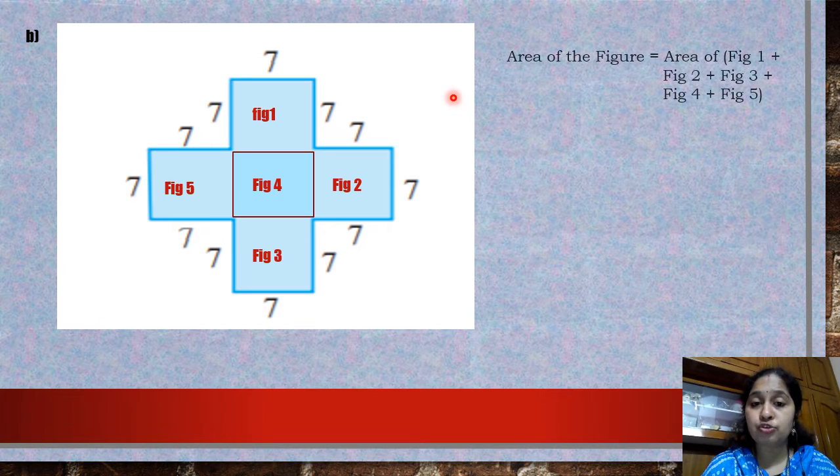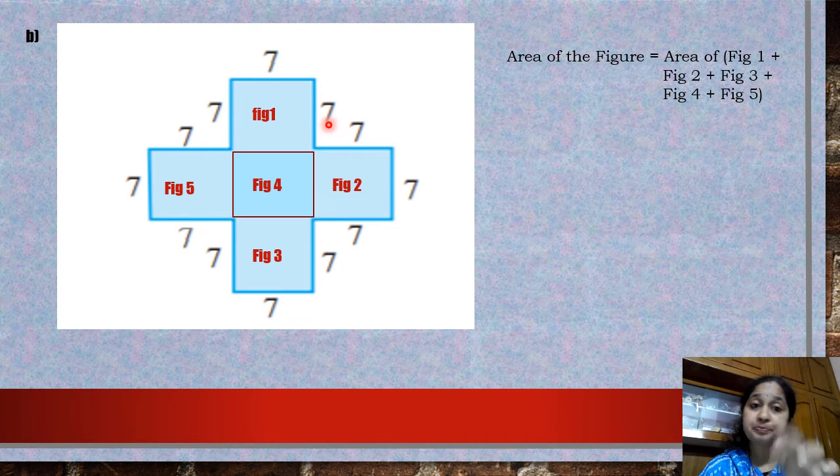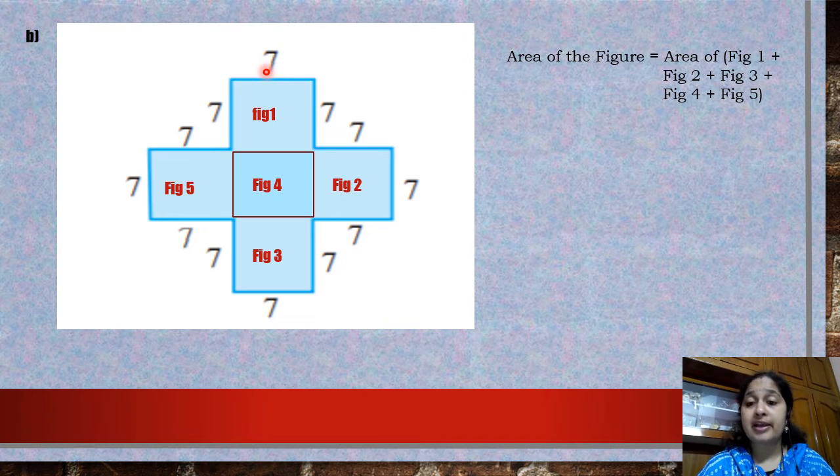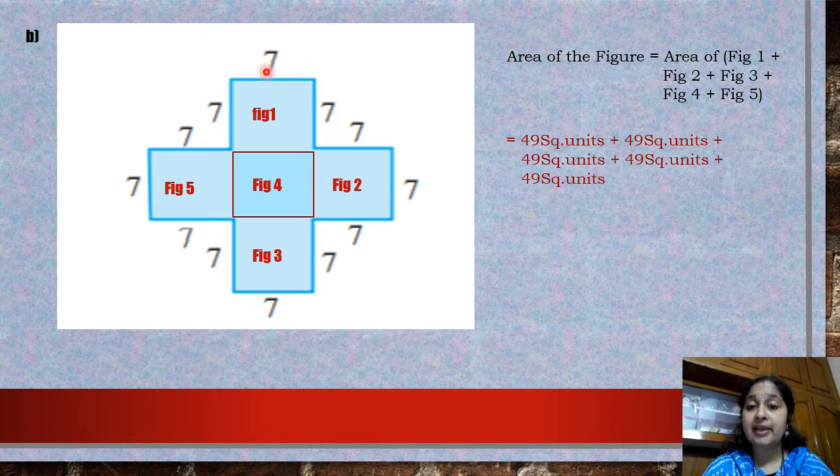So the area of the figure is area of figure 1 plus area of figure 2 plus area of figure 3 plus area of figure 4 plus area of figure 5. That's what I have written here. That is the first step. So what is the area of figure 1? Figure 1 is looking like a square. We know the dimensions of the figure. So 7 units is the side of the square. So what will be the area? 7 sevens are 49.